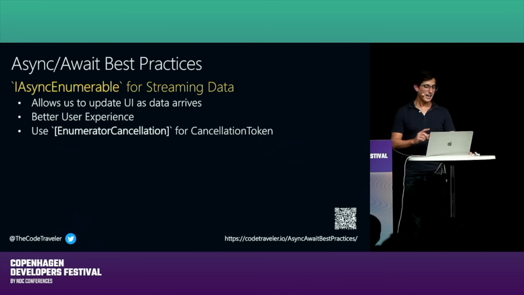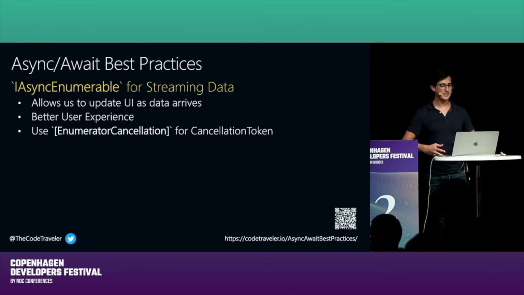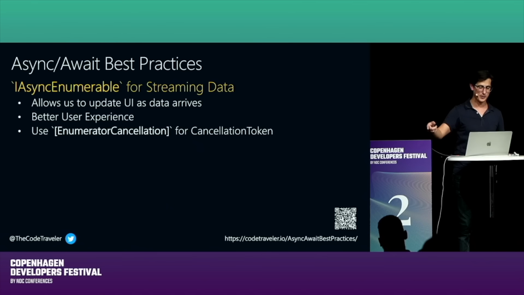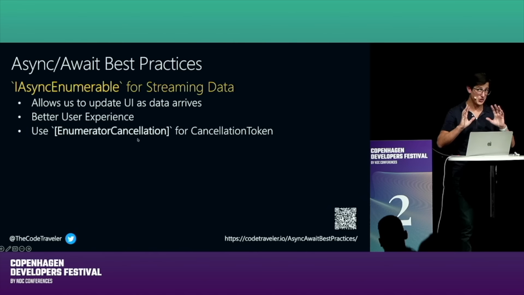IAsyncEnumerable, like we saw, this is our await foreach loop. So if we're streaming data, if we want to update the UI as data returns back, this will give a much, much better user experience. Just keep in mind, we do still want to use cancellation tokens, and make sure to tell that await foreach loop, with the EnumeratorCancellation attribute, that this is your cancellation token. So anytime this cancels, you're done. You don't need to keep looping.